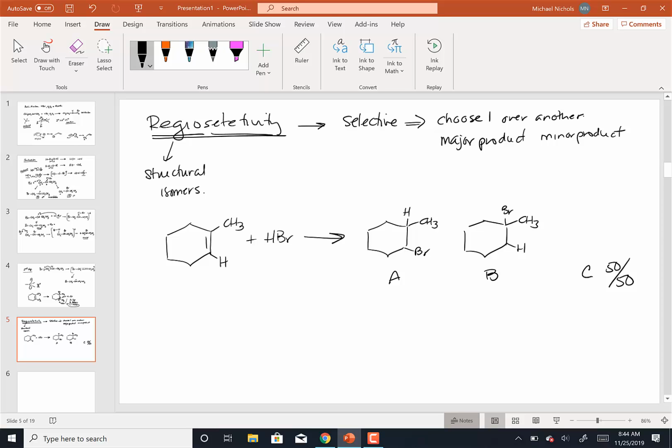All right, I'm adding HBr. What am I adding? H and Br. How? Markovnikov, anti-Markovnikov. Markovnikov. That means the hydrogen goes to the carbon in the double bond with the most amount of hydrogens. Markovnikov means the hydrogen is going to add to the carbon in the double bond with the most hydrogens. That's going to produce product.